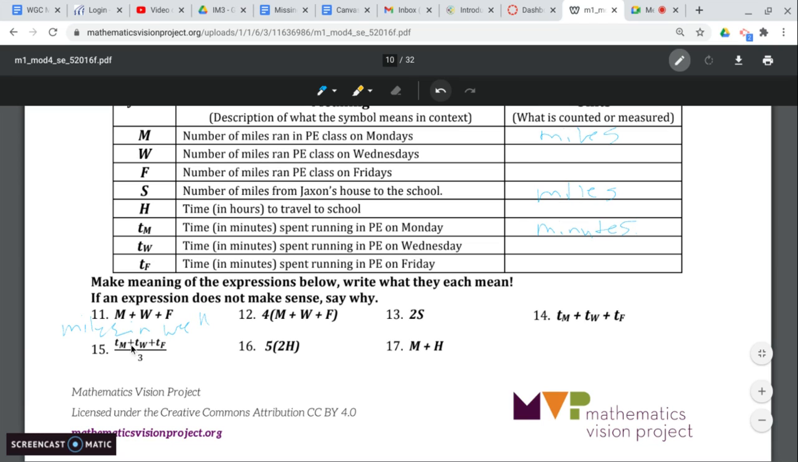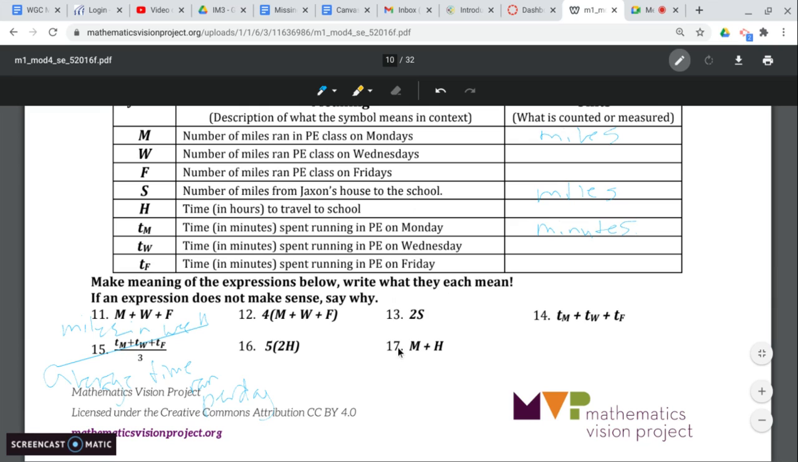All right, the next one we're looking at is 15. So T sub M plus T sub W plus T sub F. These are all the time spent running in PE Monday, Wednesday, and Friday. And then we're dividing it by 3. So what are we finding? If we're adding all the times together and dividing by the 3 times that there are, we're finding the average time ran per day. That's what we're finding there.